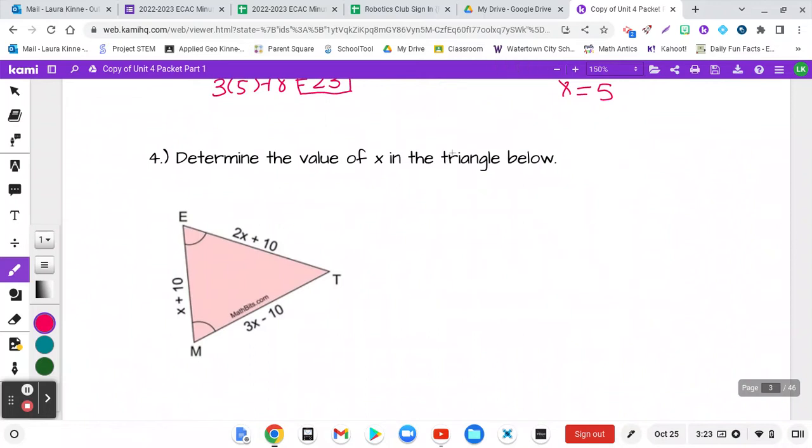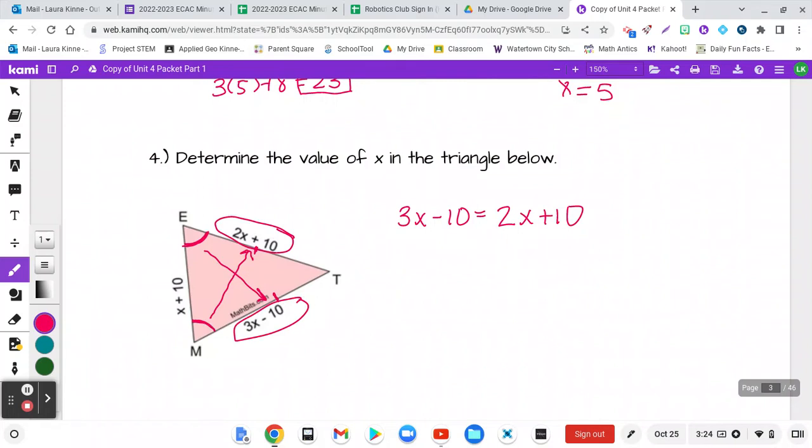Okay, next one, determine the value of x in the triangle. We cannot assume this is equilateral, but if you notice, here's two congruent angles. That means the sides across from them are also equal. We're dealing with an isosceles triangle. So I can say that the 3x minus 10 equals the 2x plus 10. We're not going to use the x plus 10 in the equation, all right? We're just using this one and this one because we know they're equal because it's isosceles. They're across from those base angles.